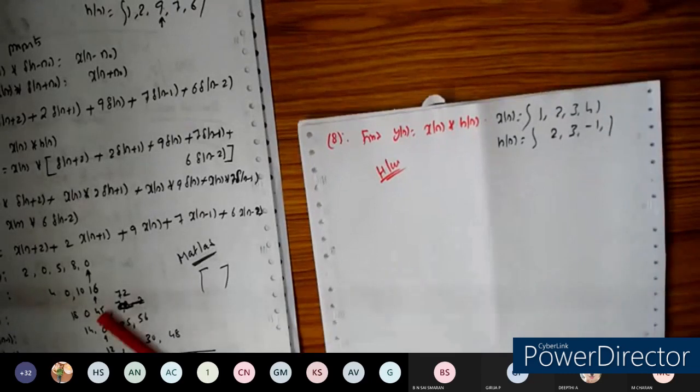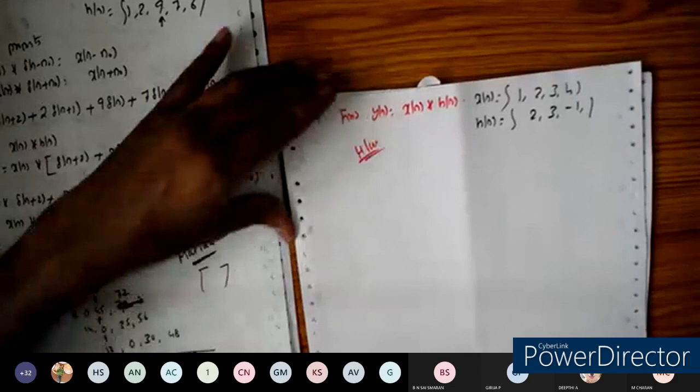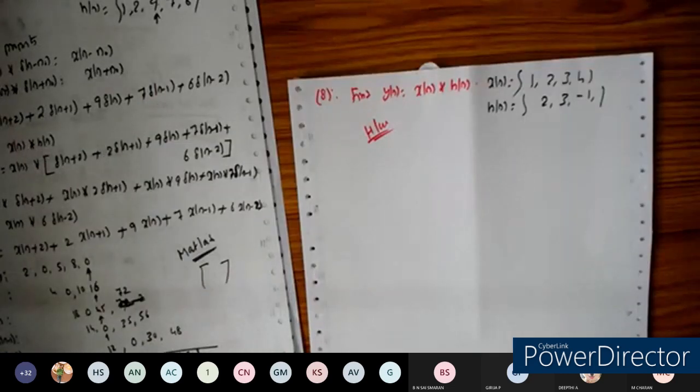So right. Next, let us go to the next important class of finding the linear convolution. That is called the graphical method.